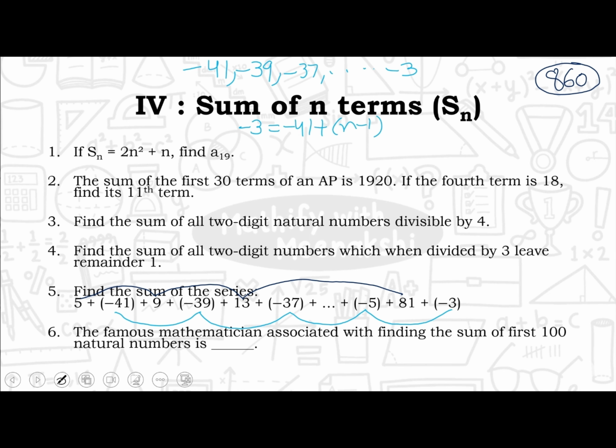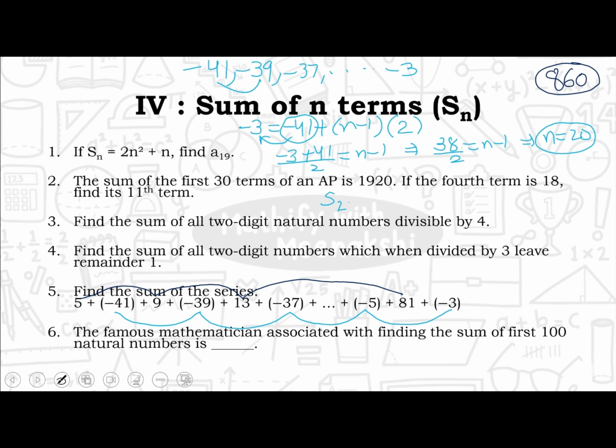Now what is your d here? Minus 39 minus minus 41. That is minus 39 plus 41. That's positive 2, you can write. Now always move this minus 41 to this side first. That means minus 3 plus 41 by 2 is equal to n minus 1. Now this will give you 38 by 2 is equal to n minus 1. That means n minus 1 is equal to 19. So n is 20.